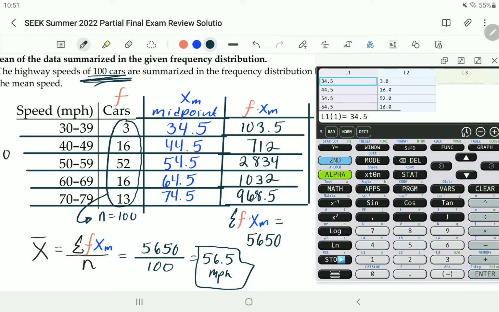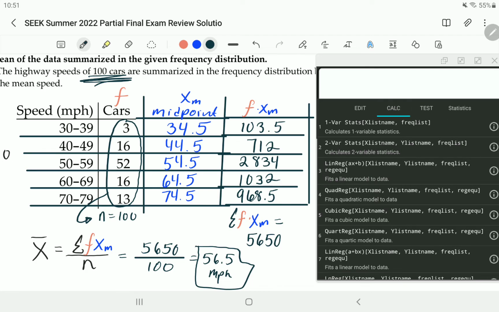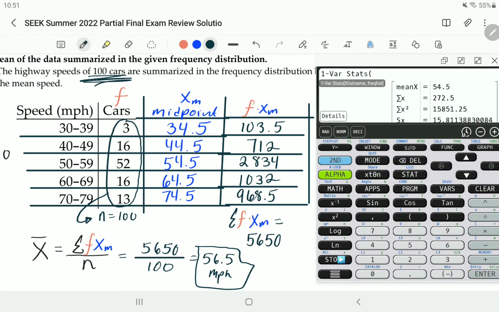After you enter in your midpoints into L1 and your frequencies into L2, you're going to hit Stats again. But this time you're going to go over to Calc. You're going to choose one variable stats. You must include L1 and L2. So hit second, number 1 to get L1. Put a comma. Second, number 2 for L2. You can close the parentheses if you want to or leave it open, doesn't matter. Hit enter.